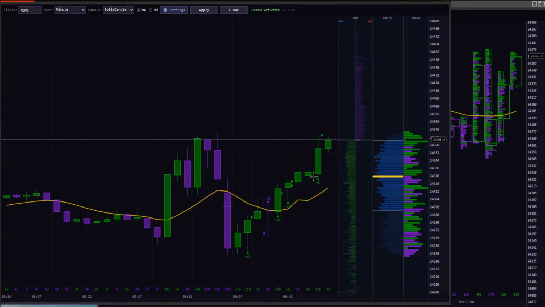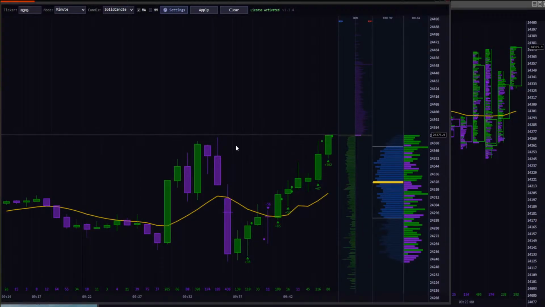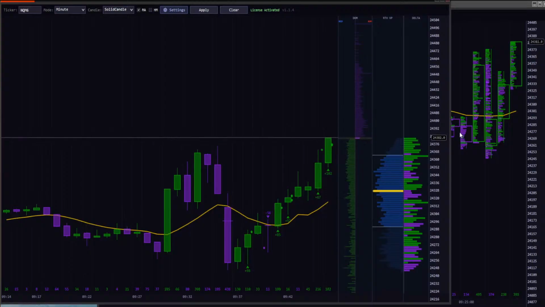Okay, we've got a delta surge of 67 in that dot right there, but we closed below it. That's a little concerning. Plus, we're right up in this area right here. We got the moving average sloping upwards. That is good. The 5 minute, we are definitely above that.